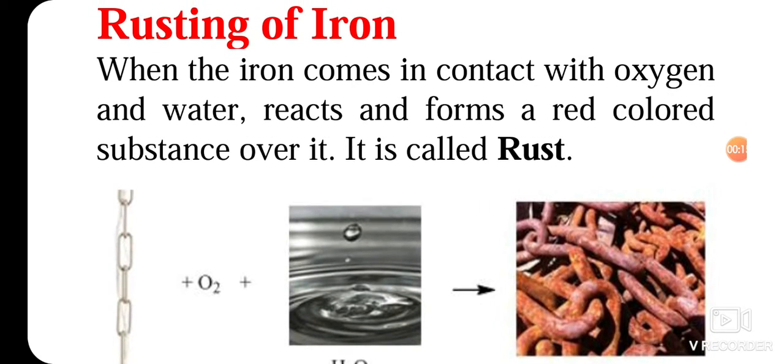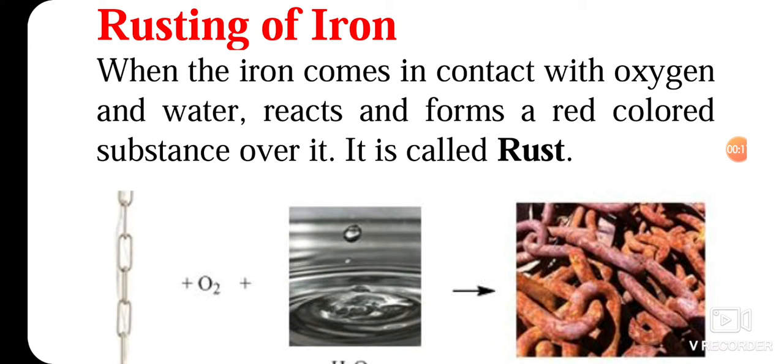With the rusting of iron, we know that iron is used in making bridges, ships, cars, and truck bodies. We all know that many other substances are also made up of iron. But there is something which is making the iron weak, and that thing is rust.